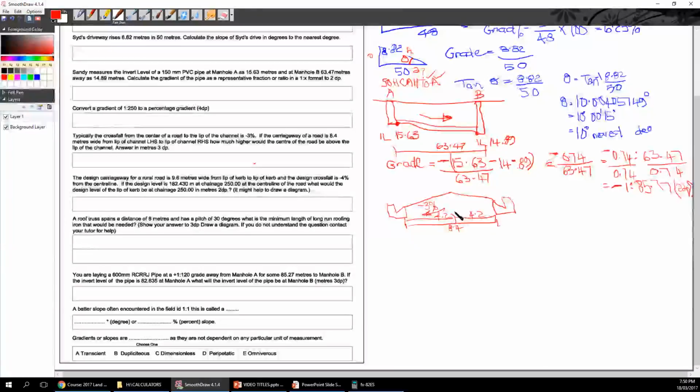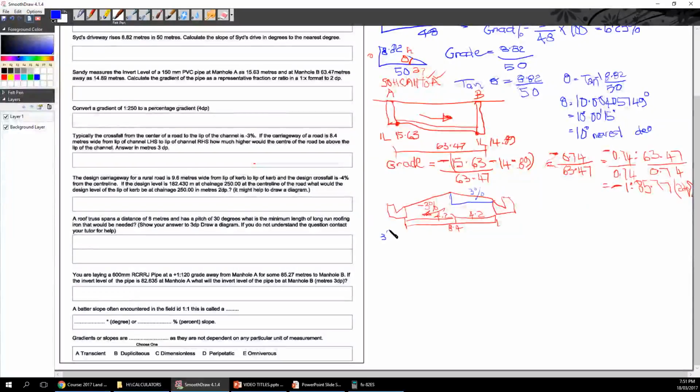Now, okay, how much higher would the center of the road be above the lip of the channel? So let's just get a little blue in here. So what we've got here is this in here. So we know that this is 3%. We know the distance is 4.2.